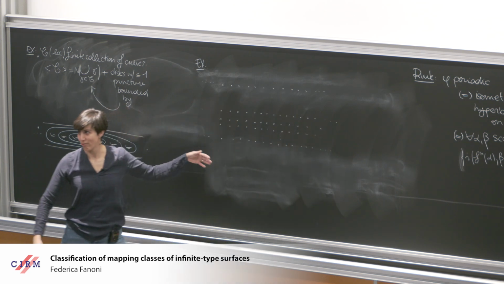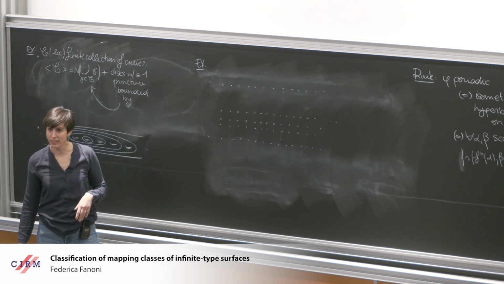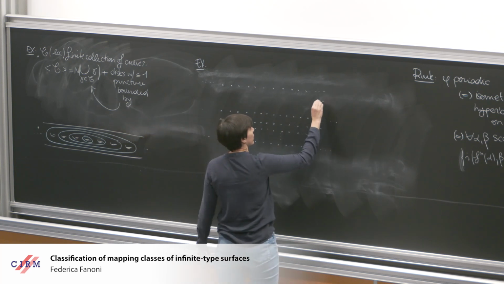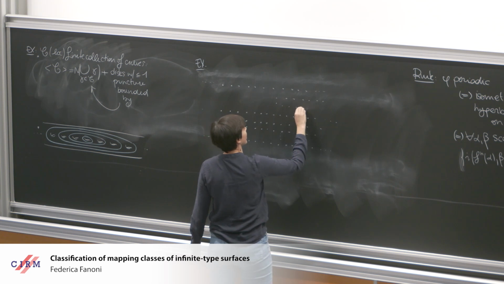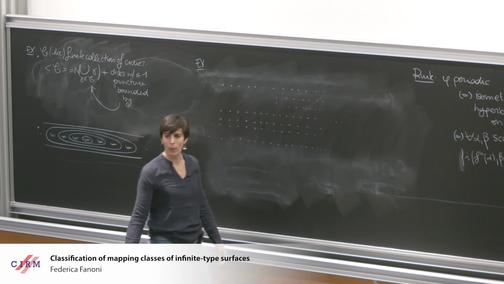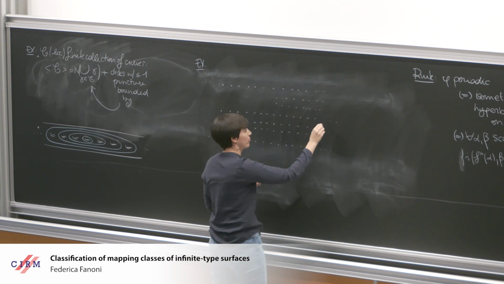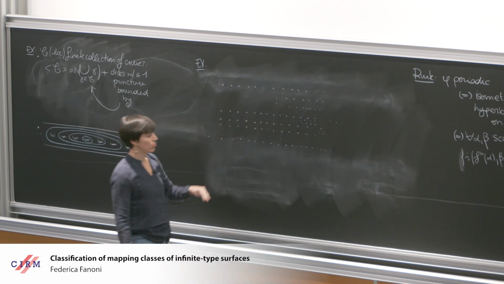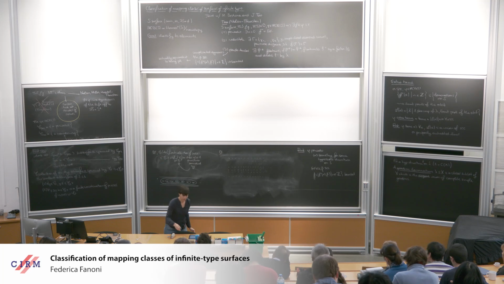You have the sequence of lines of points that I'm removing at height 1 over n. And then I'm also removing a U of points here, then a U of points in between these two, but shifted further in. And then I go even further in, and I remove one here, and I remove all the way down. Okay? So this is my surface.